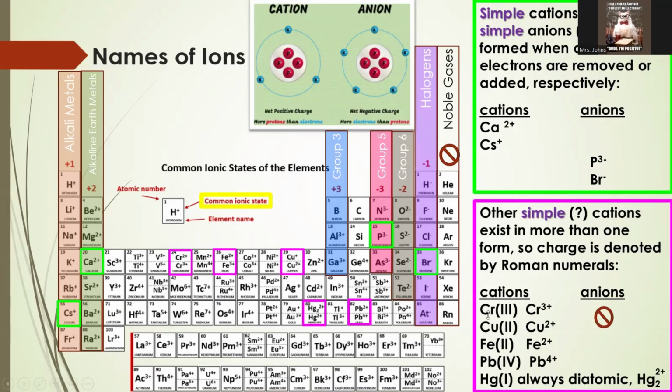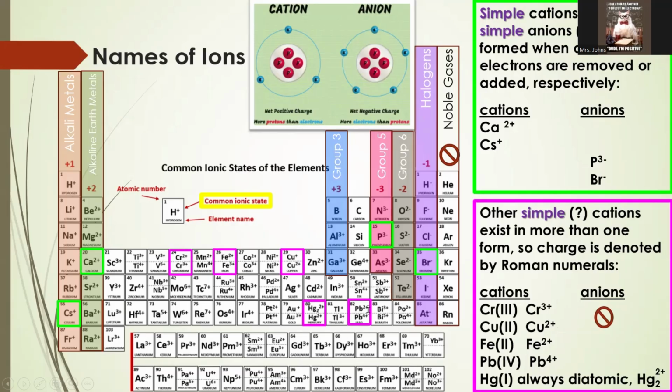So here they put chromium with a Roman numeral 3, and so we know that it has a 3+ charge. Then also copper, it can have a +1 or a 2+. So here it's got the Roman numeral 2, so automatically we know that they're talking about copper with a 2+ charge. Iron right here can have a 2+ or 3+. So here's iron with a Roman numeral 2, so 2+.